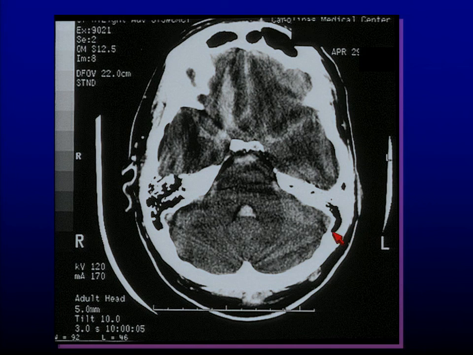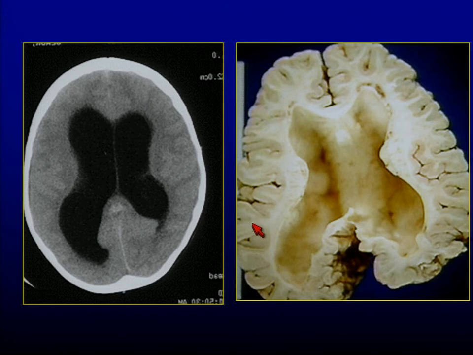V is for ventricles. Ventricles, again, only can do a couple things. They're supposed to be black and full of water. Here's one that's white and full of blood. They can be bigger, they can be little, or they can be regular size.